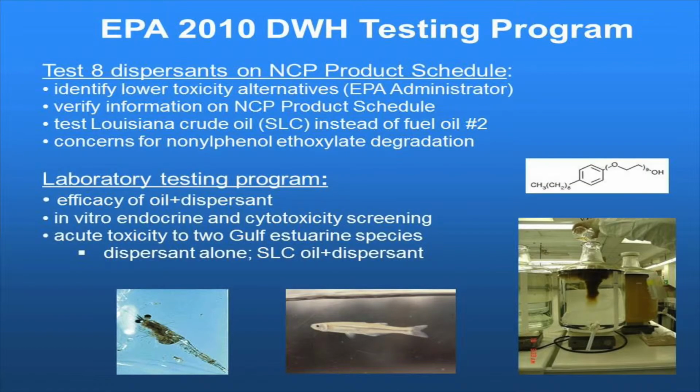These are kind of standard test species. One of them, let's see if I can get there, it is. So this is a little, called a mysid. It's a little shrimp, and it's about a quarter of an inch long, and then a little fish called a silverside. And these are native species to the Gulf of Mexico, and again, we use laboratory testing.